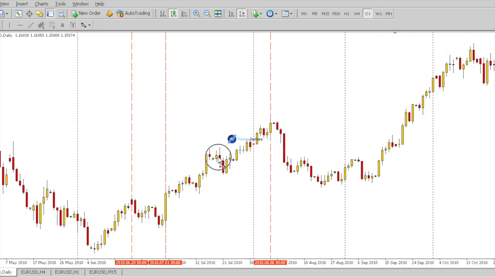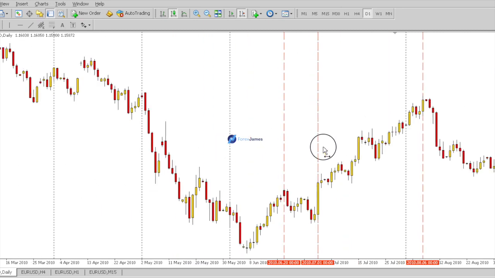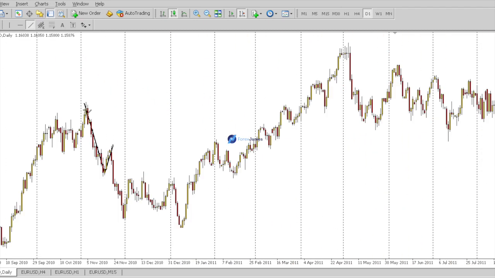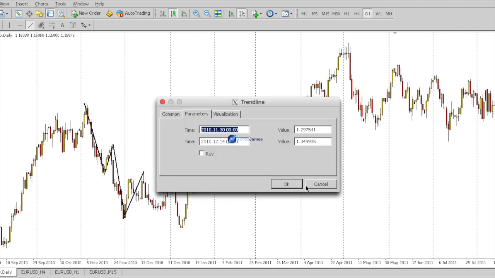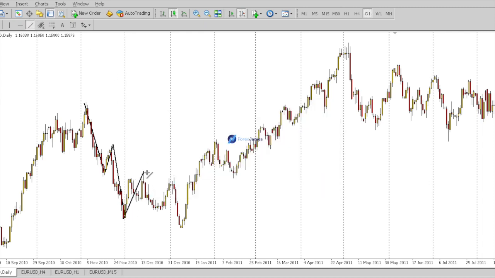Now let's talk about the impulsive versus the corrective wave. Let's take a look at this area here. This is an impulsive down wave, followed by a corrective wave and another impulsive wave. You may also draw it like this and combine the whole move. The impulsive wave determines direction. The corrective wave tells us that there's a pullback or retracement.